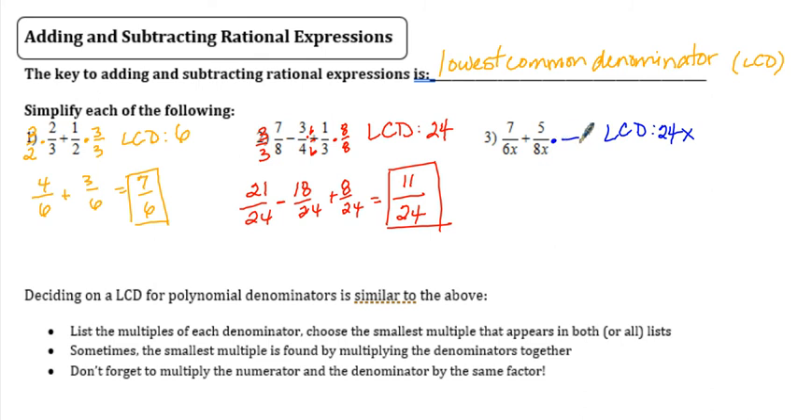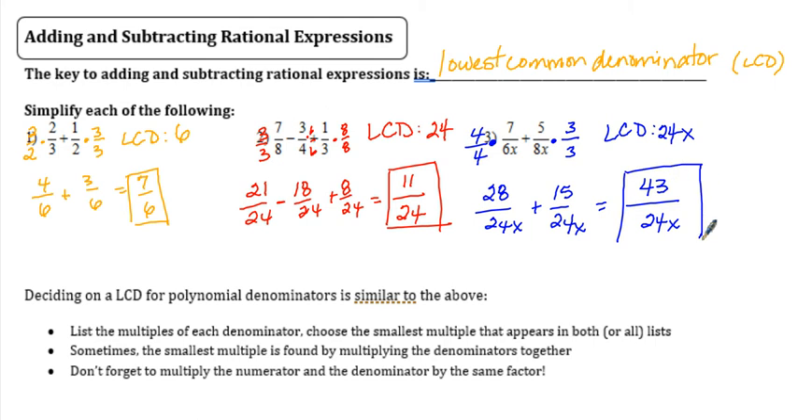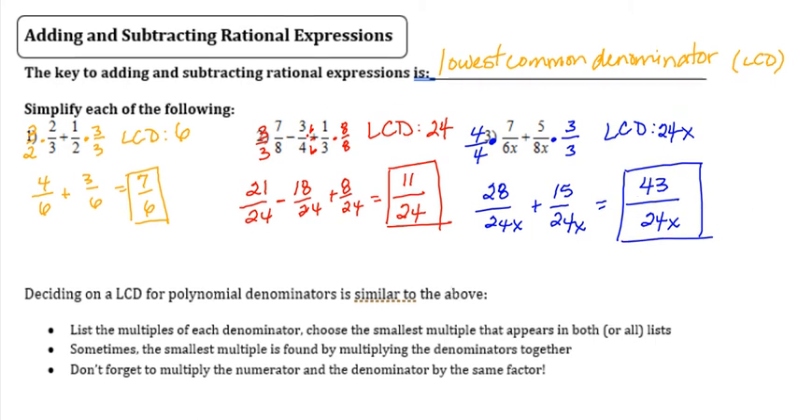To get this fraction there, it's already got the x, so all you would need to multiply by is 3/3. To get this fraction there, you would need to multiply by 4/4. Again, it's already got the x. So this turns into 28/24x plus 15/24x. Now that you have that common denominator, on the top we can just add that 28 and 15 to get 43. So that's a little refresher on how to add and subtract fractions.